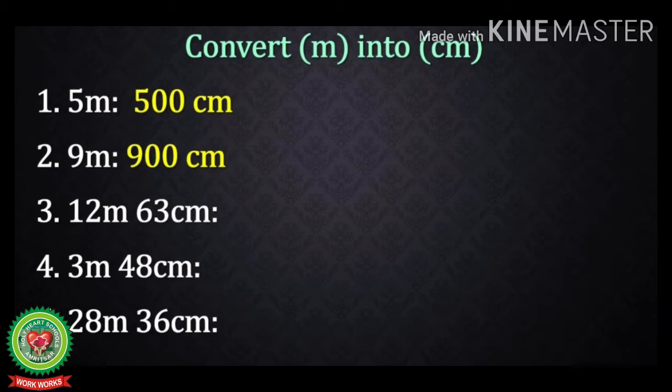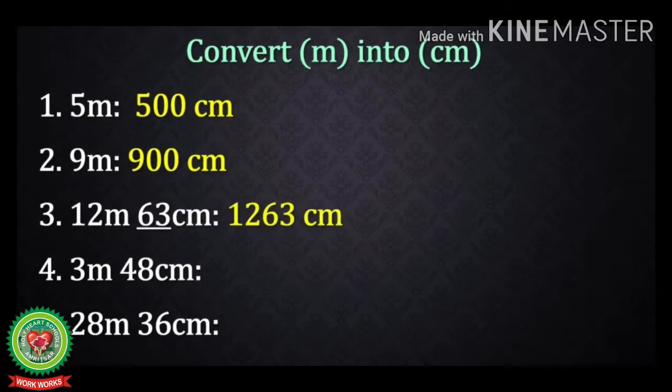Now children, the next sum is 12 meters and 63 centimeters. Now 12 meters is equal to how many centimeters? 1200. That means adding 2 zeros. But here we will not add zeros because those 2 zeros will be replaced by 63. So the answer will be 1263.